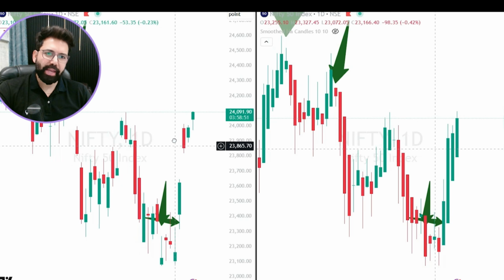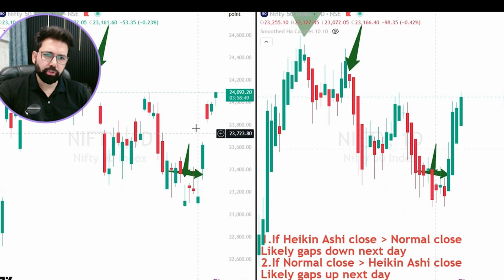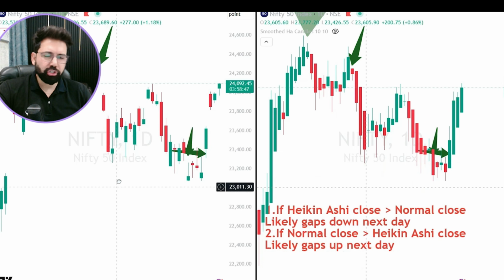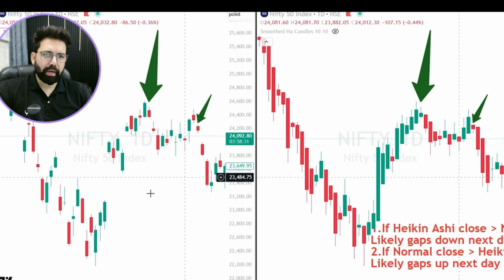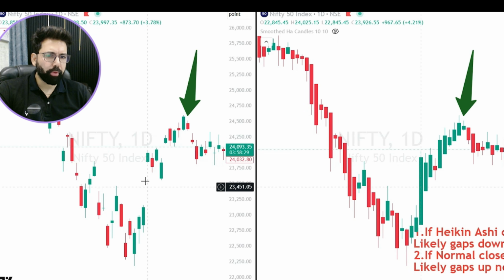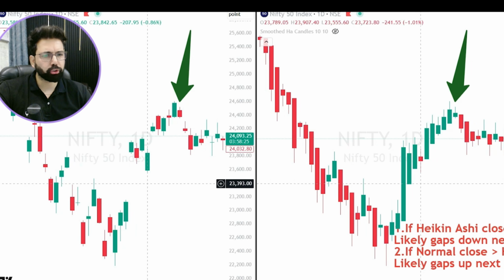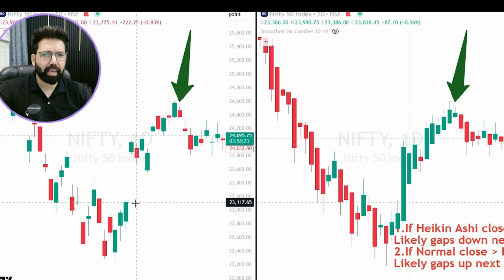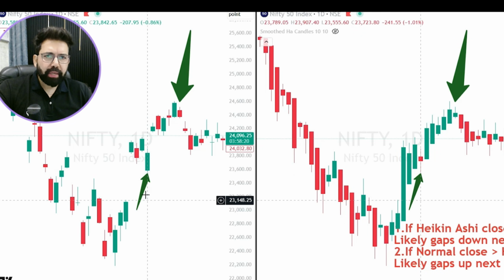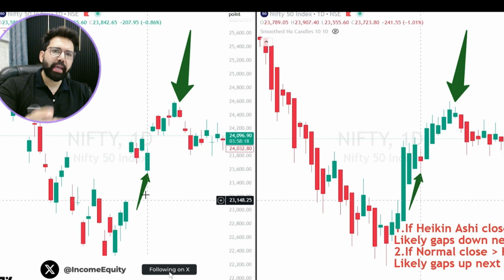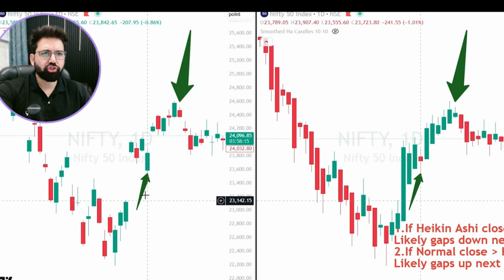Now let's go ahead and let's learn some more about this. Now let's go back. Let's see some gap ups. So here we are, and let's see what exactly is happening. Now this is really a crazy big gap up here. What you see, really big gap up here. Normal candlestick closing 23,842. Heikin Ashi 23,723. You see the difference of more than 100 points.